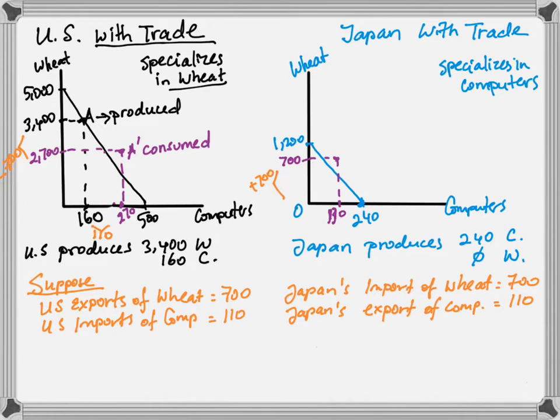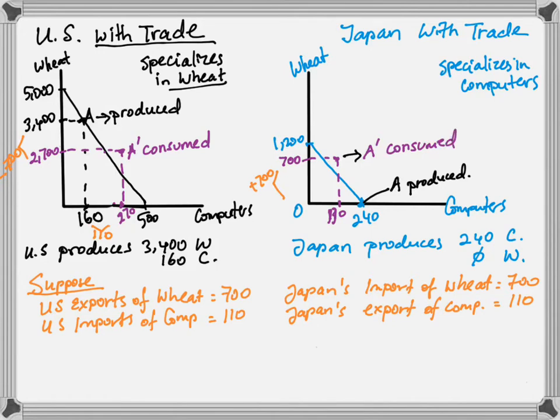Initially, Japan produced this A combination of goods produced and consumed before trade, but after trade, Japan also produced this A combination, but now what happened to the consumption possibilities? The consumption possibilities increased. Now we have this A prime combination.